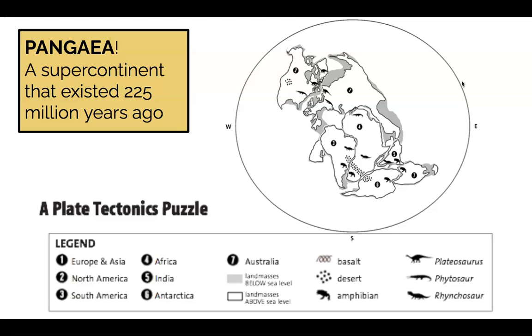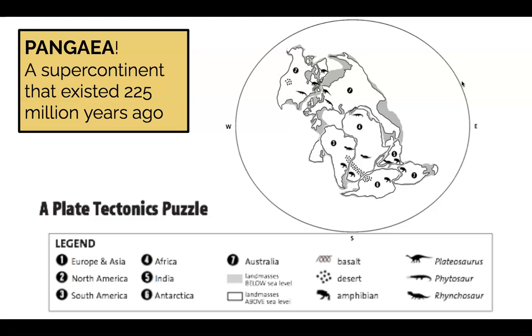So all the continents were together in a supercontinent, and over the past 225 million years, they've drifted apart to where they are today. And the cool thing about continental drift is they're still drifting apart. In about 225 million years, they'll all meet up again on the other side of the globe.